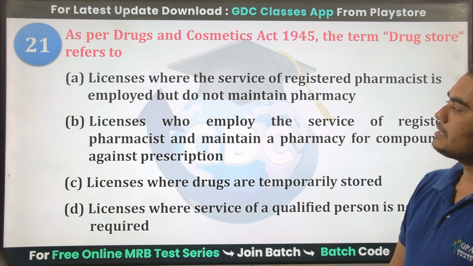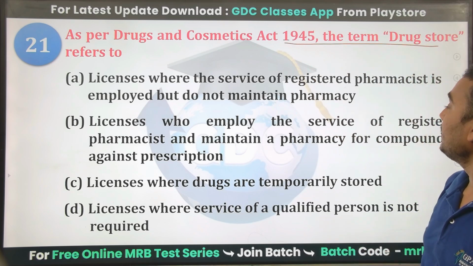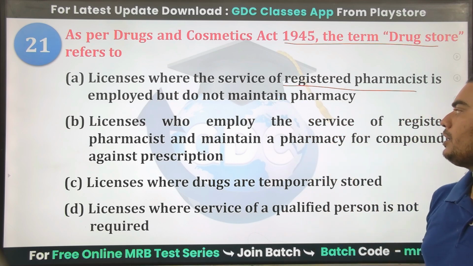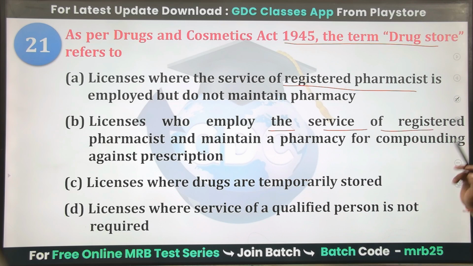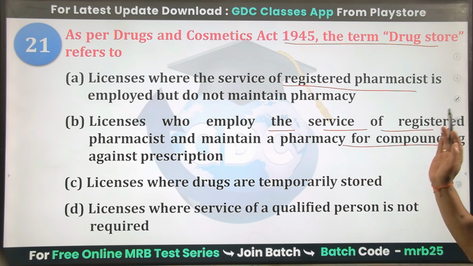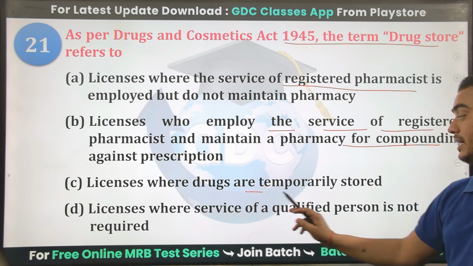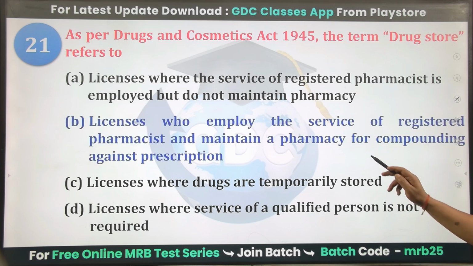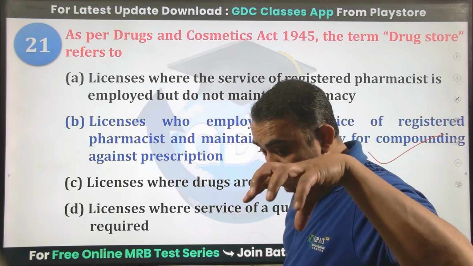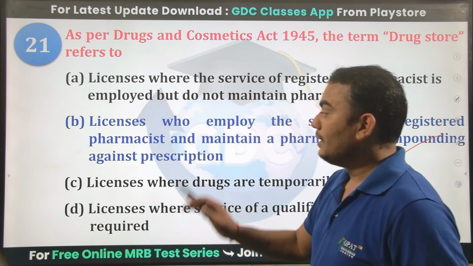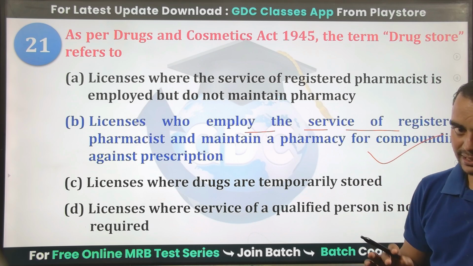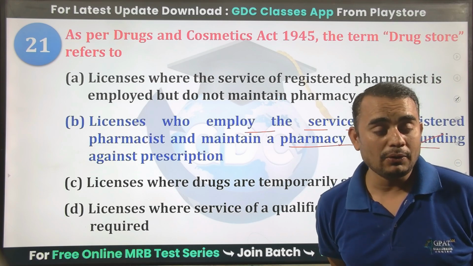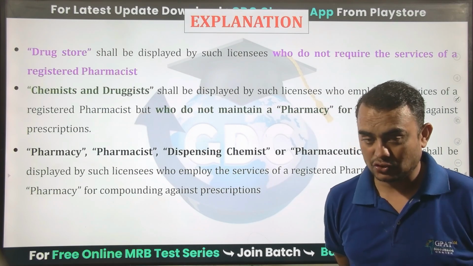Next. As per the Drugs and Cosmetics Act 1945, the term drug store refers to: a license where the service of a registered pharmacist is employed but which does not maintain a pharmacy; a licensee who employs the service of a registered pharmacist and maintains a pharmacy for compounding against prescription; a license where drugs are temporarily stored; a license where the service of a qualified person is not required. So the correct answer is: a place where the licensee employs the service of a registered pharmacist and maintains a pharmacy for compounding of medicine against the prescription.